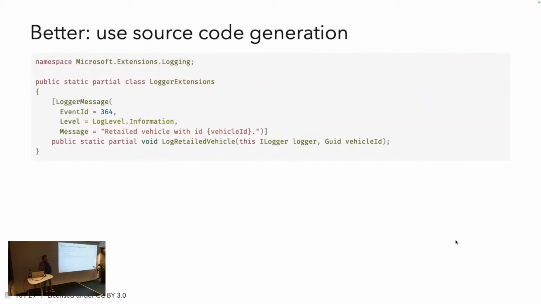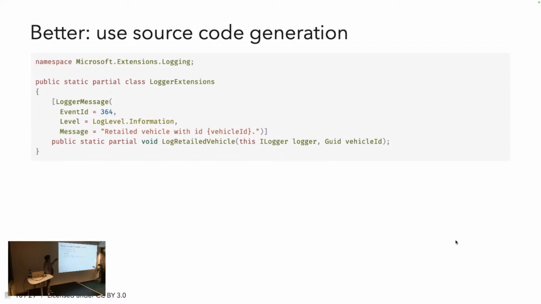I think it was in .NET 5 or .NET 6 when they invented source code generation. And they saw, okay, we need to improve the whole logging situation, because what we saw previously is not very user-friendly and doesn't have a good developer experience. So they implemented this LoggerMessage attribute here. And it works a little bit different.